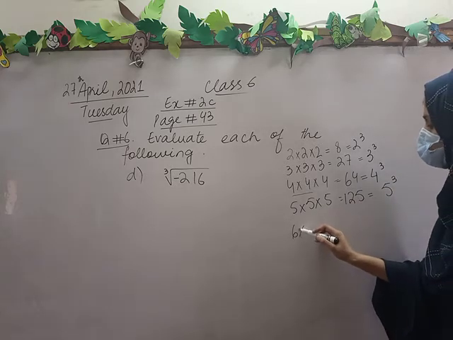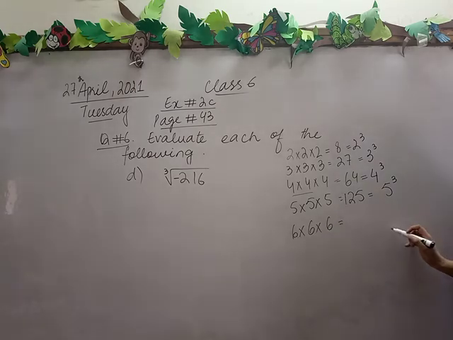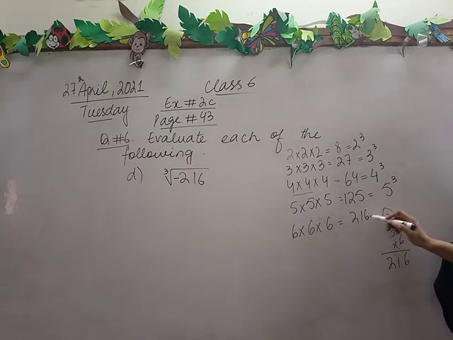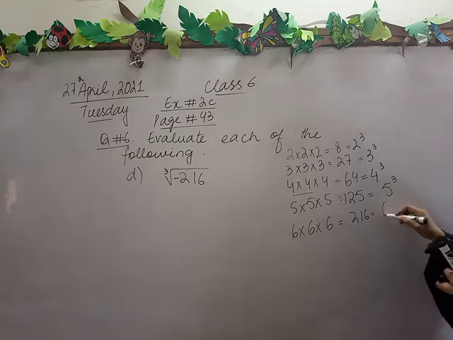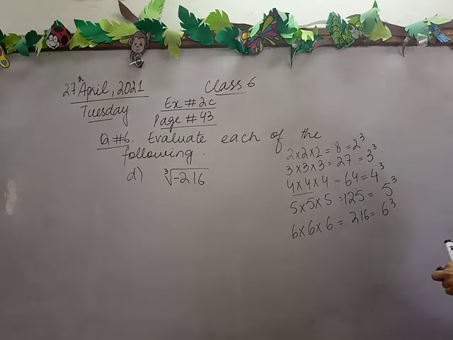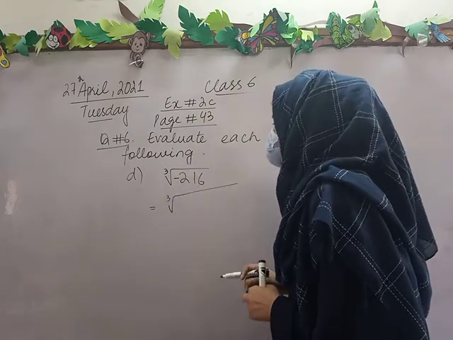Now the next is 6 into 6 into 6. 6 times 6 is 36, and again 6 times 6 is 36, with 3 as a carry, 3 times 6 is 18, 19, 20, 21, 216. Okay, 216. So we can write 6 power 3. So this cube root stays as it is.